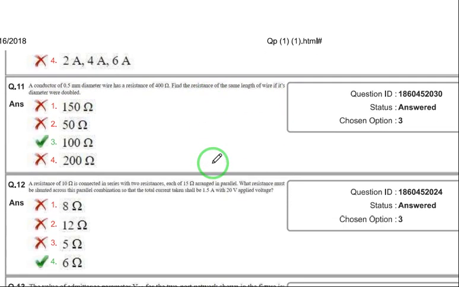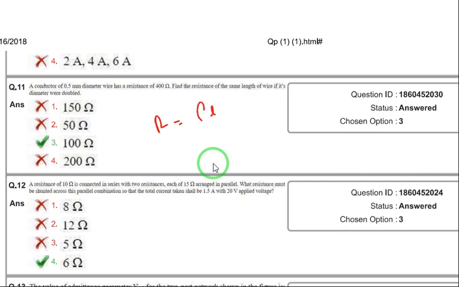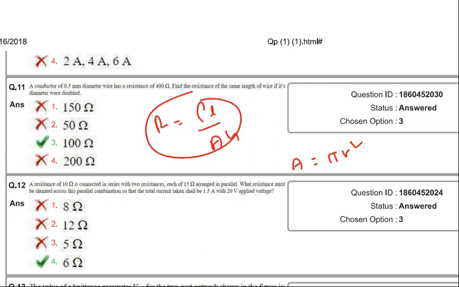R equals rho L by A. A is nothing but pi r square. What has he given? Diameter was doubled. Diameter doubled means what happens? Obviously the radius will double. When the radius doubles, the square of the radius becomes 4 times, so you get 1 by 4. The total resistance reduces to 1 by 4. Then 400 by 4 is 100 ohms. So this is the correct answer.